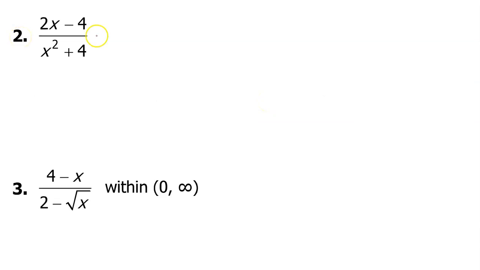Let's factor number 2 to see what's going on. Well, the numerator factors, it'll be 2 times x minus 2. However, the denominator does not actually factor. This is the sum of two squares. It's unfactorable. The discontinuities will happen when the denominator is equal to 0. So the bottom line is this one won't have any discontinuities.